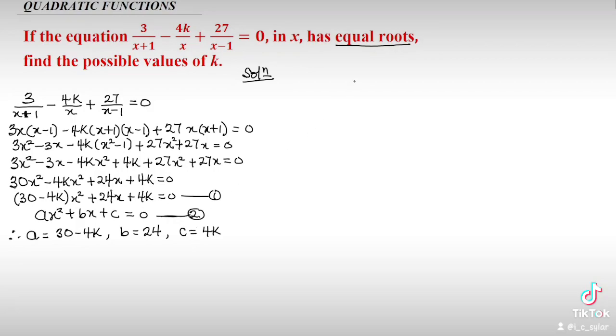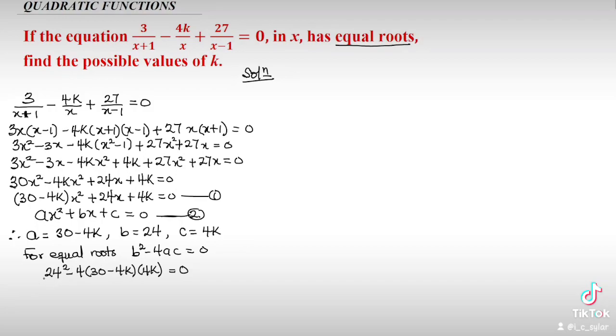And now, since we are dealing with equal roots, for equal roots, b squared minus 4ac equals 0, which is the discriminant. The discriminant gives us 0, right? So we substitute. B squared, we have 24 squared minus 4. Our a is 30 minus 4k. Then our c is 4k again. And this gives us 0. B squared minus 4ac equals 0.